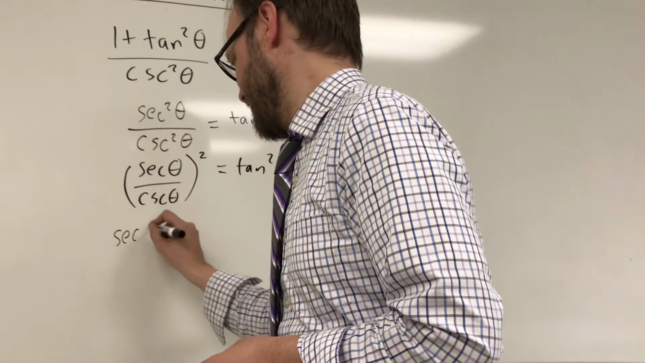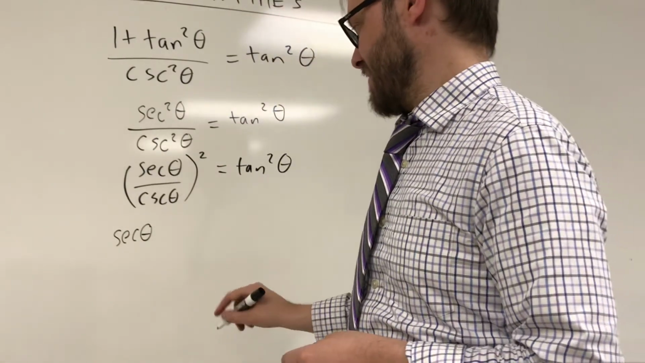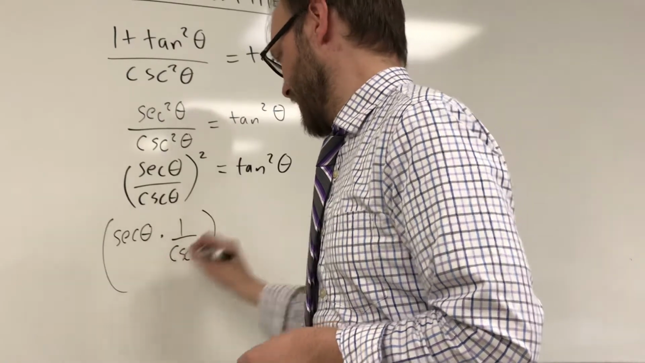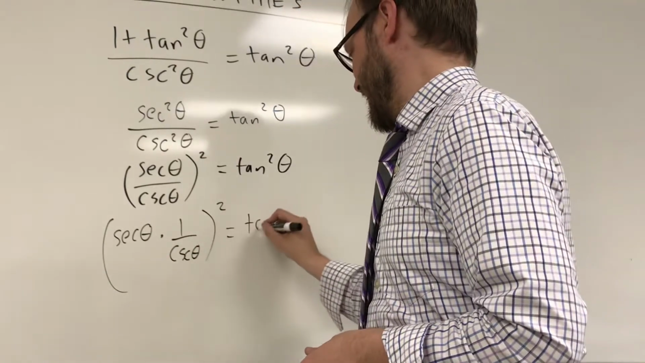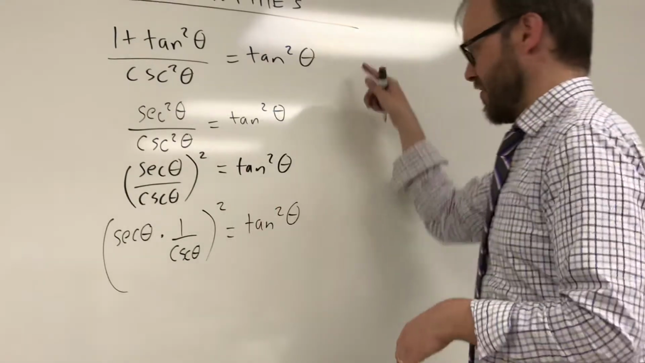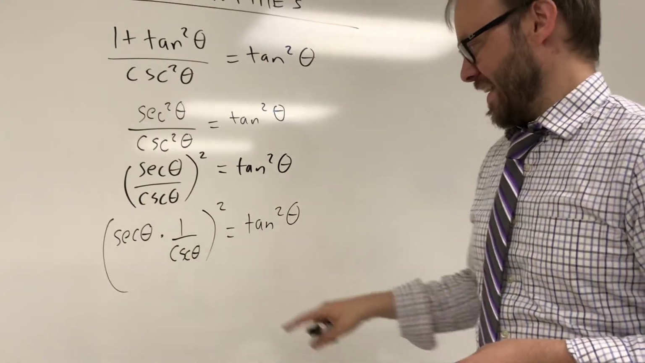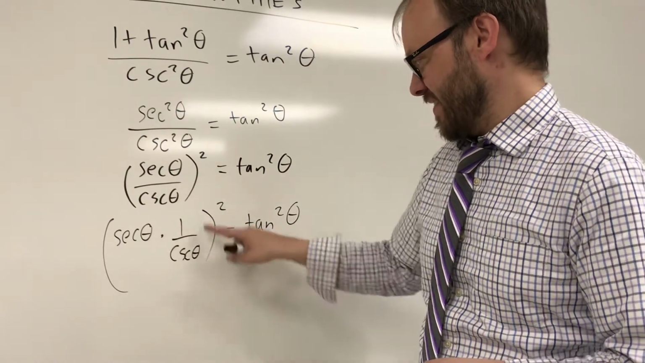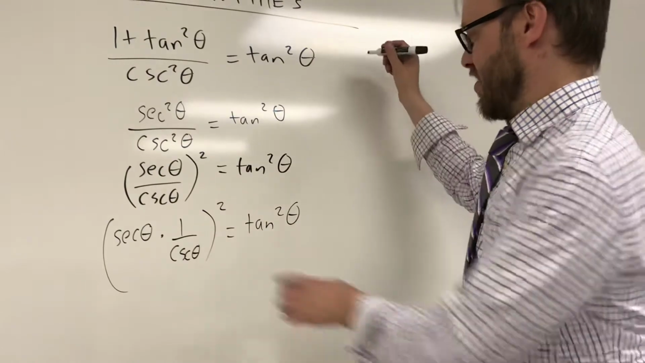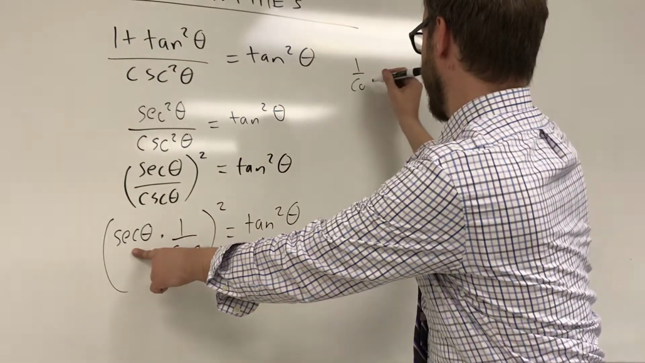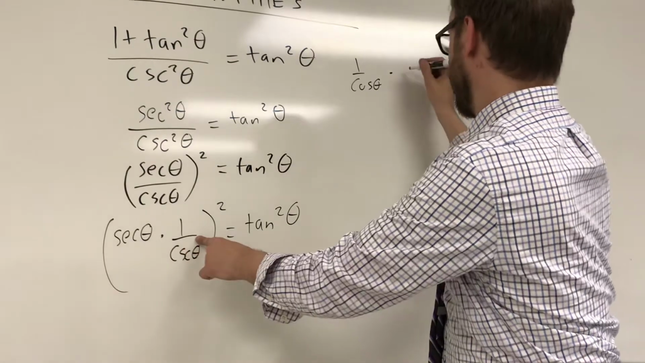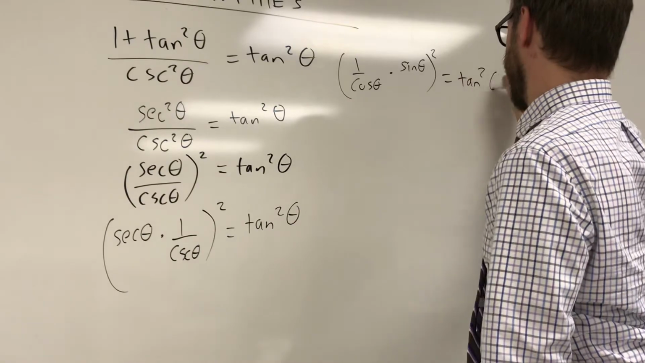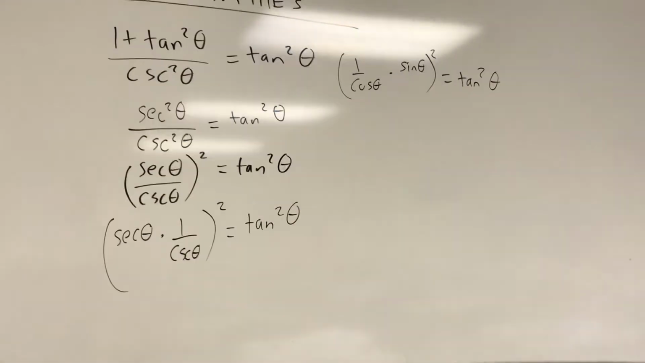I could do secant of theta, and that's the same thing as secant of theta times 1 over cosecant of theta, and that whole thing is being squared, okay? And this is equal to tangent squared of theta. I'm going to continue up here. And this is the same thing as 1 over cosine. This is the same thing as sine. So that's 1 over cosine of theta times sine of theta, okay? Whole thing's being squared. It's equal to the tangent squared of theta, all right?